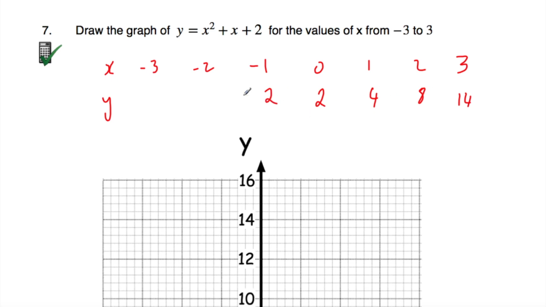Now, you notice there's a bit of a pattern here. If that's 2 and 2, that's going to be 4 there, and then if that's 8 there, that's going to be 8 there. So they're the coordinates of our points.